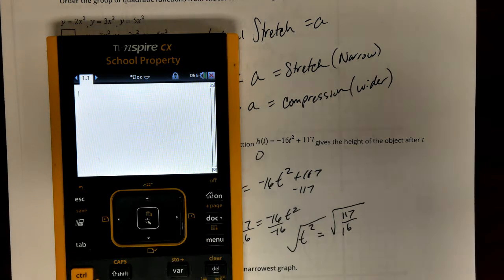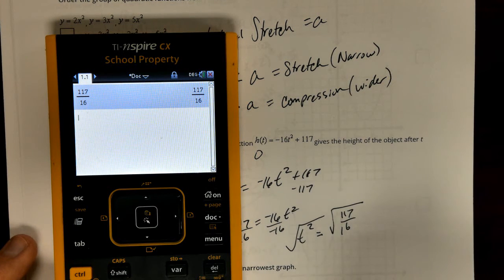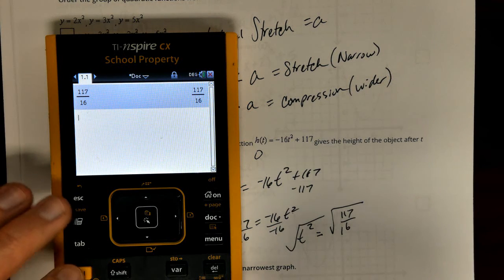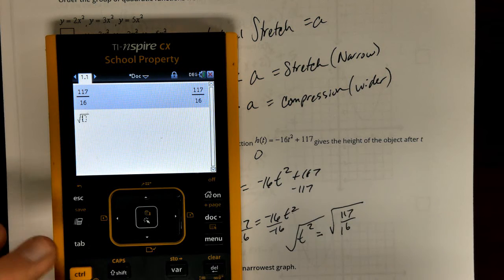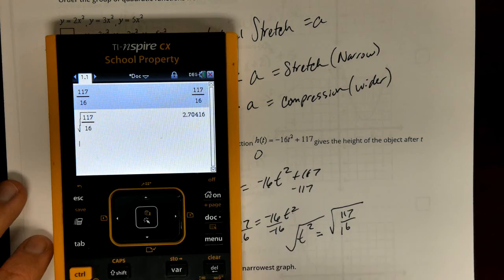We're going to add a calculator, right? So we're going to go 117 divided by 16. We see that's not even. All right, so we're going to take the square root of that. Enter. 2.7.